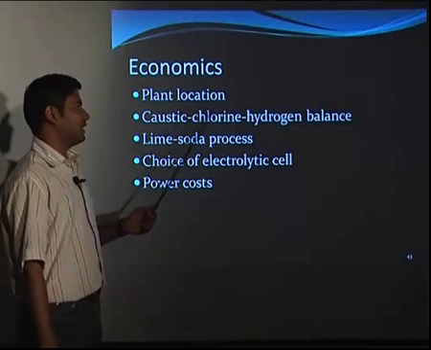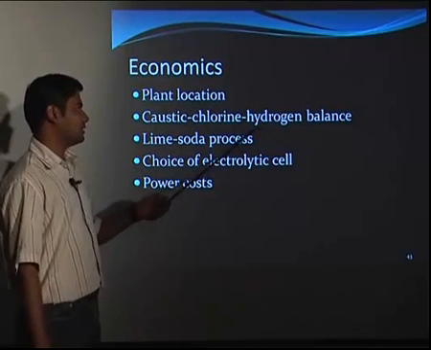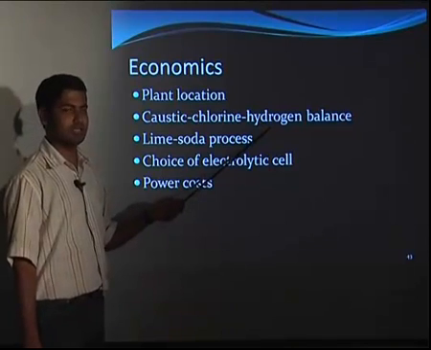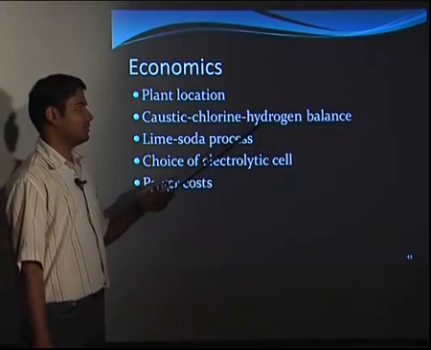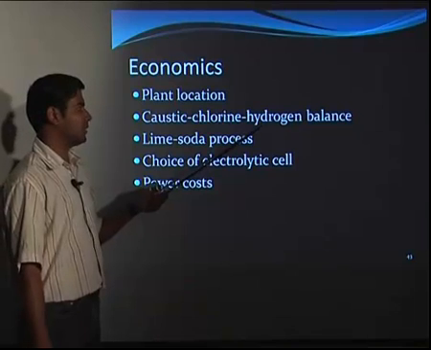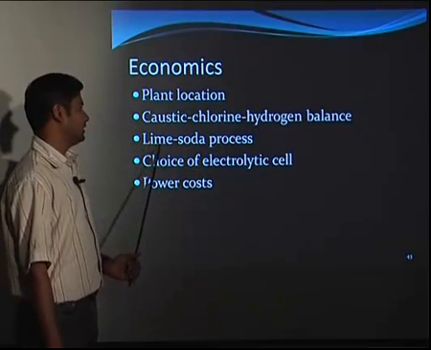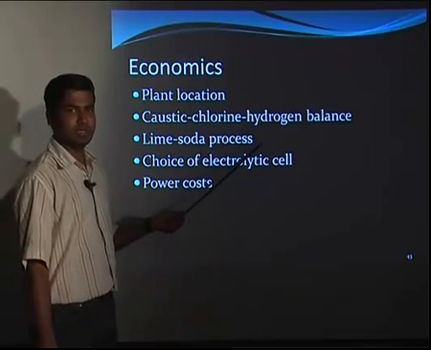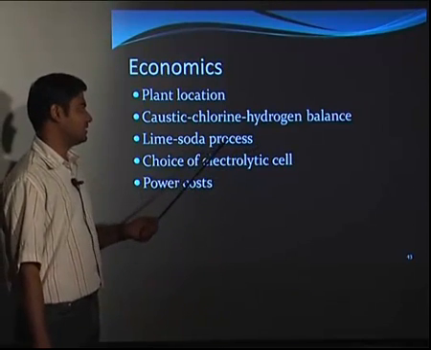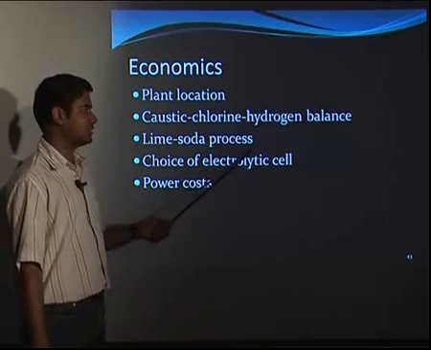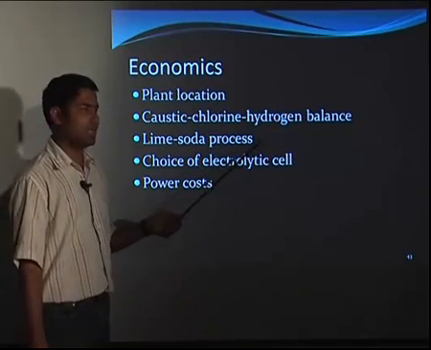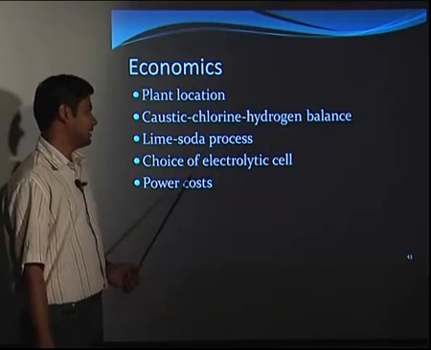Then the caustic, chlorine, hydrogen balance. The chlorine which we are getting, we can directly burn with hydrogen to form HCl. Also we can directly burn the hydrogen, so it won't create a problem for us. Then the lime soda process. This process will not produce Cl2, so this is good with respect to the Indian industry, and we can have the other processes of very good purity and high quality.